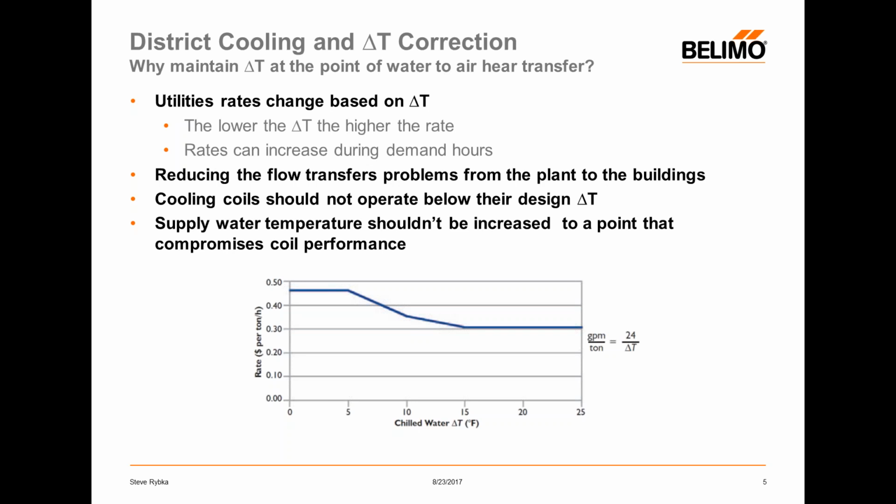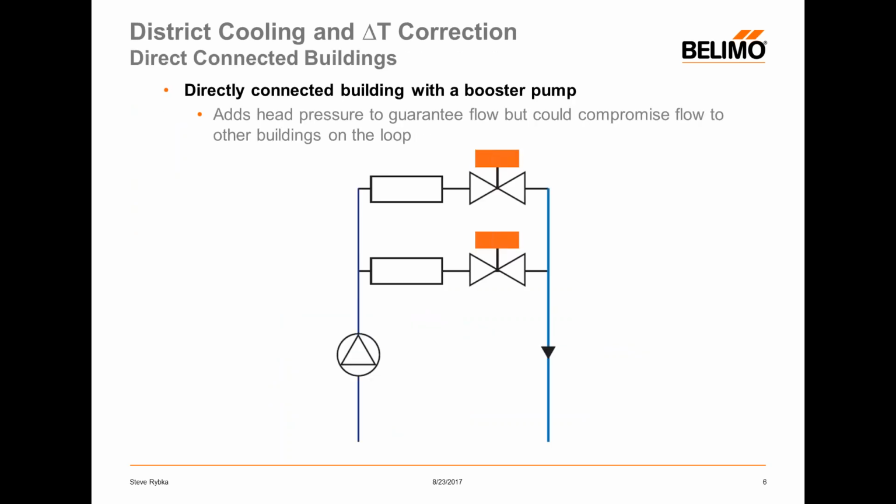And finally, supply water temp shouldn't be increased to a point that we compromise coil performance, air conditioning, and of course, especially dehumidification. So I'm going to talk just a little bit here about the different district cooling building connections. The first group is going to be the direct connected buildings.